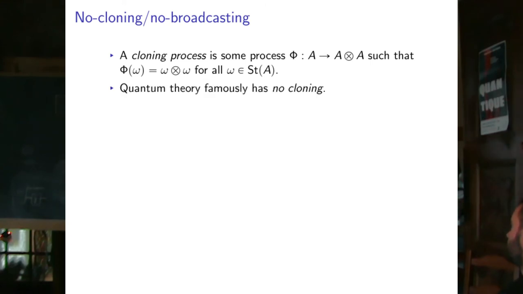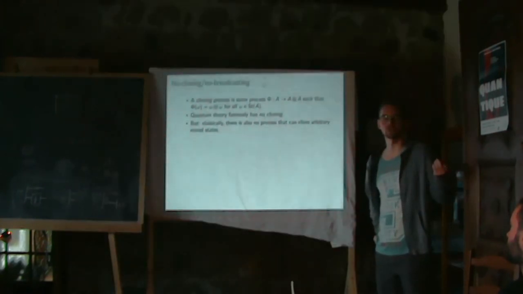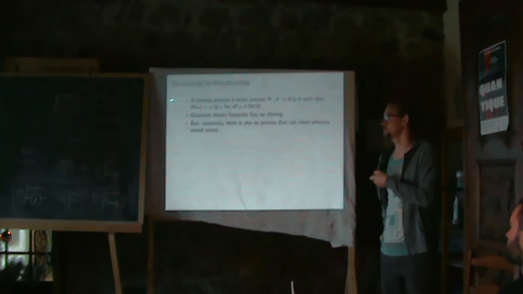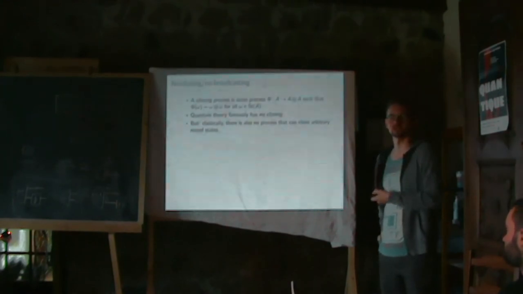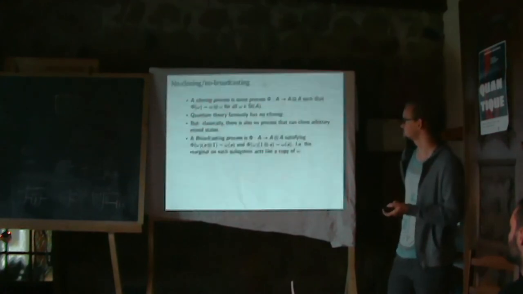Quite famously, quantum theory has no cloning, so you can't clone a quantum state. But actually, classically, you also can't clone states, if you're talking about mixed states. It's just a feature of linearity. If you think about this as a linear map, it can never be linear, so it fails. You can clone pure states, but not mixed states.